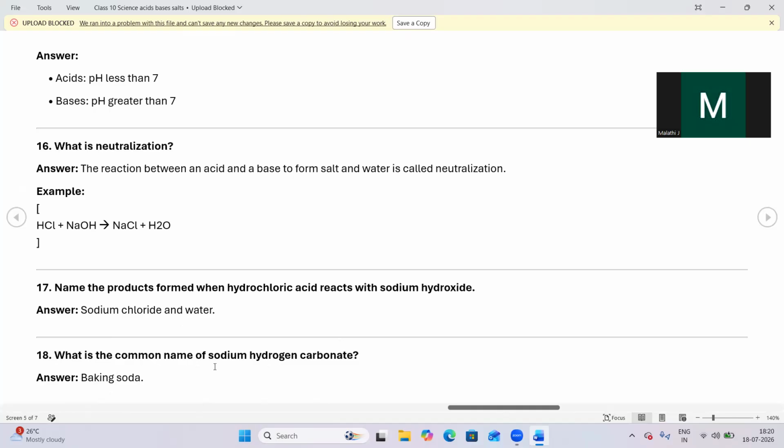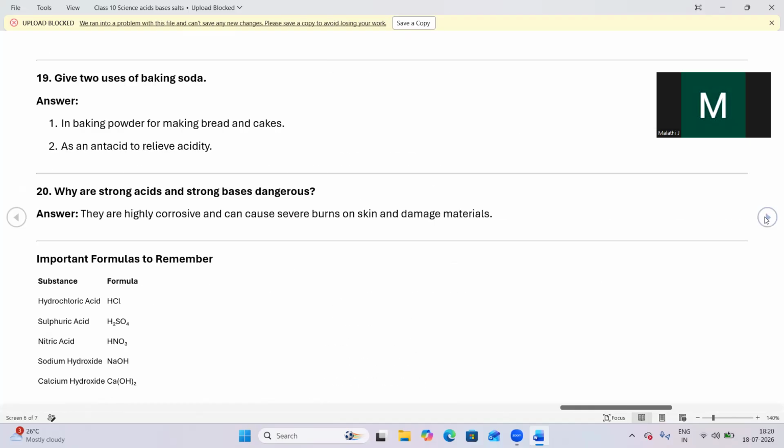Then, what is the common name of sodium hydrogen carbonate? That is baking soda. Sodium hydrogen carbonate is nothing but baking soda. Then give two uses of baking soda. Whatever questions they ask will be mostly about salts, all types of salts: baking soda, washing soda, sodium hydroxide, plaster of Paris. They will ask about all the common salts.